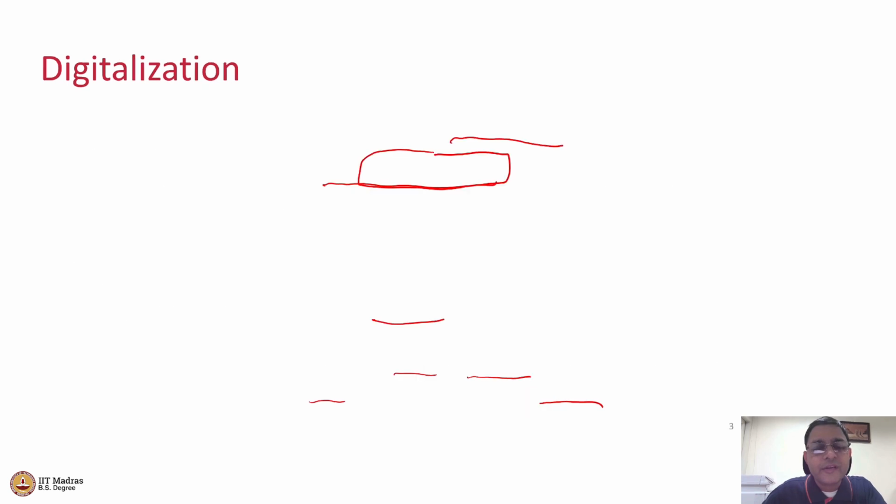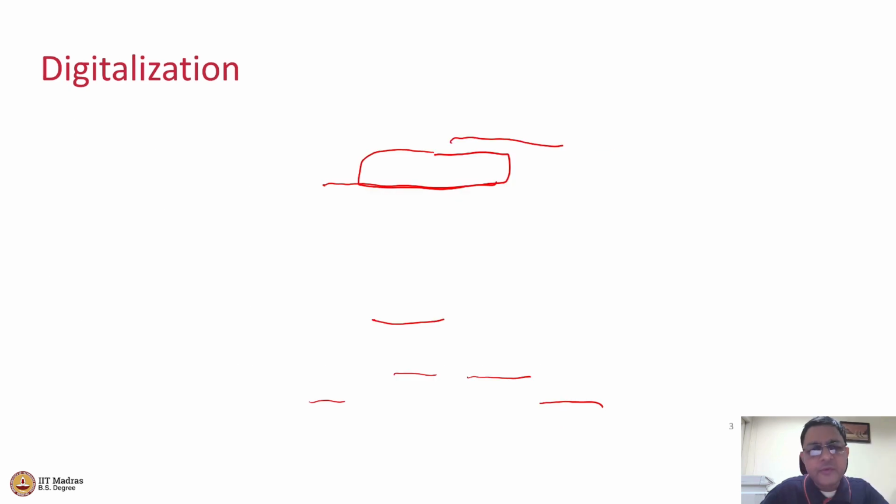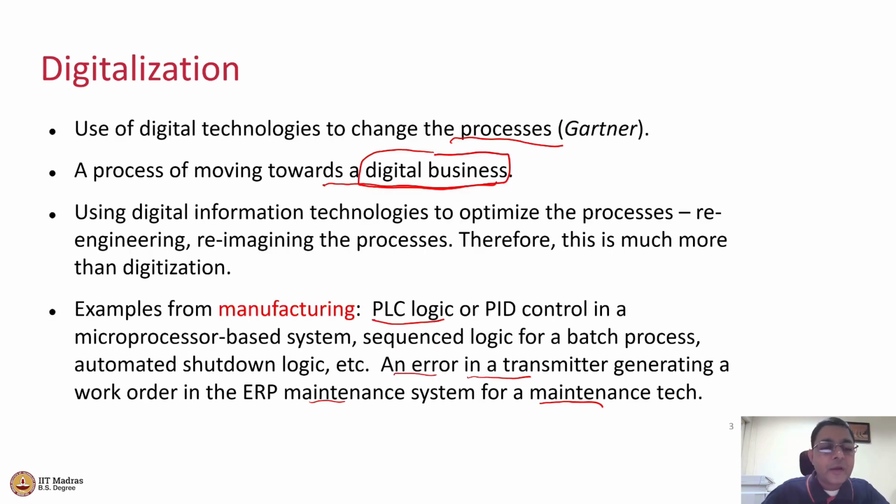Here we are talking about digitization, right? Digitization was about an element, a document or a measurement or a drawing. Here we are talking about process. What do I understand by process? Process is going to have step 1, step 2, step 3, step 4, step 5, right? Essentially, a process is getting the inputs and getting some output.